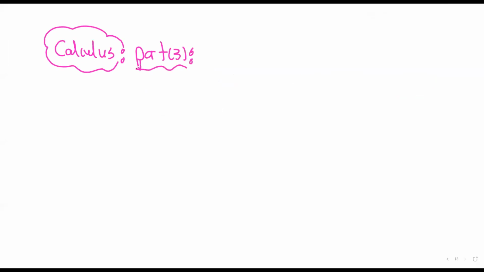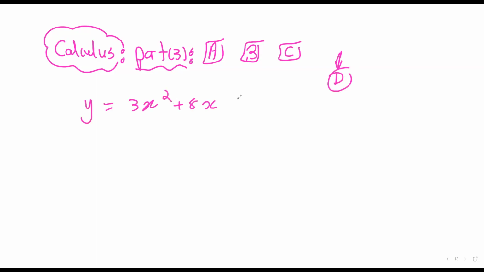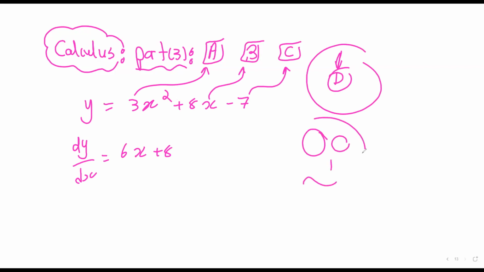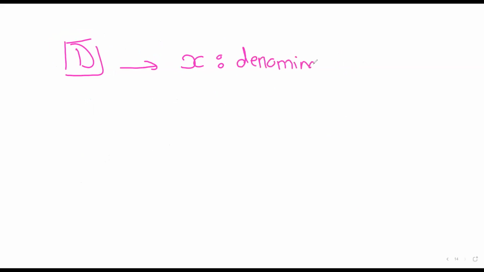Now, if you remember, if you have watched part 1, then in part 1, we discussed how to differentiate cases A, B, C, and I told you in the part 1 video that case number D was still missing. We took case A, which is, for example, 3x power 2 plus 8x minus 7, and dy by dx over here is 6x plus 8. This is case A, this is case B, and this is case C. What is case D? Case D is questions in which your x is a denominator.